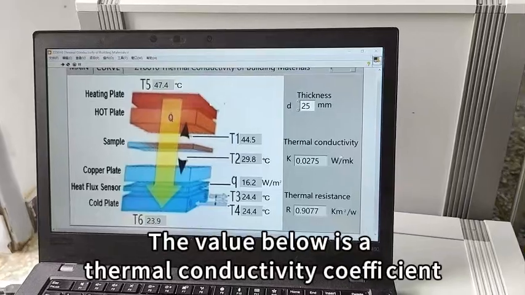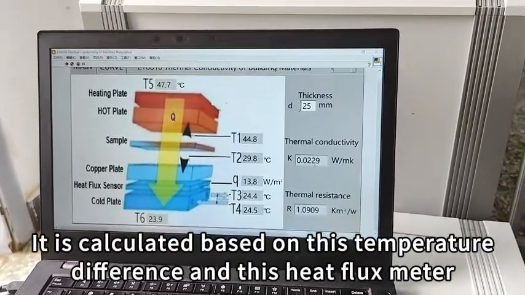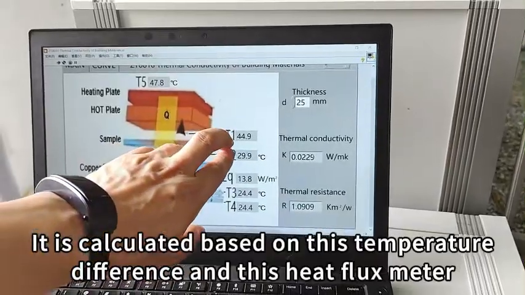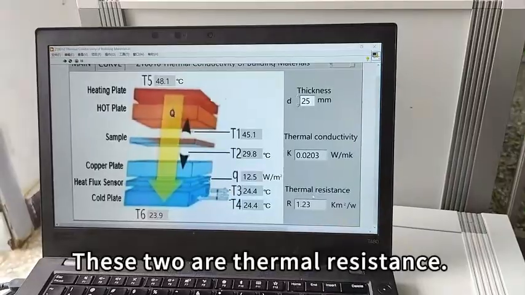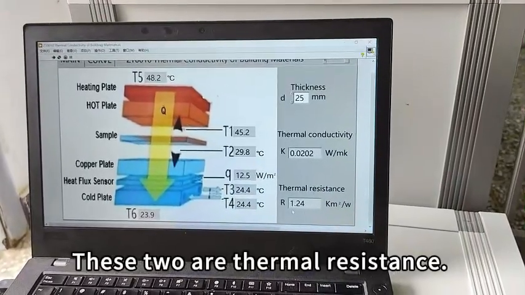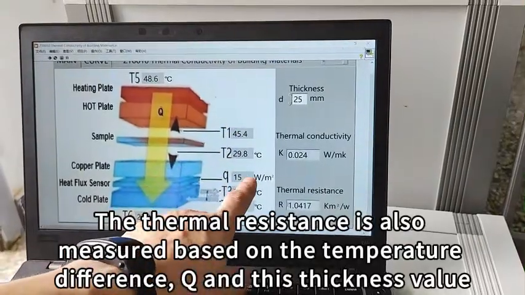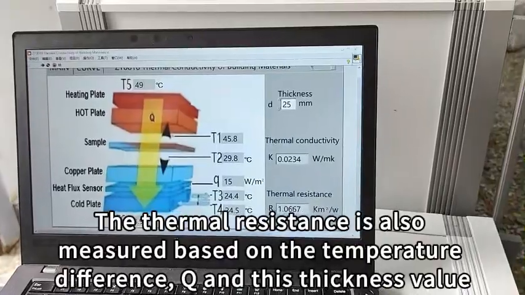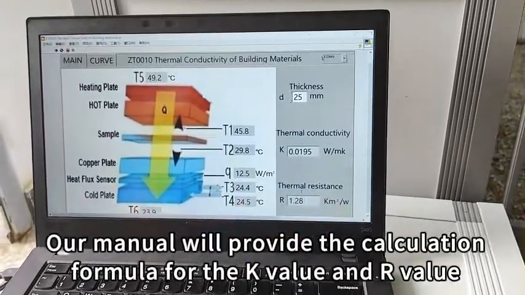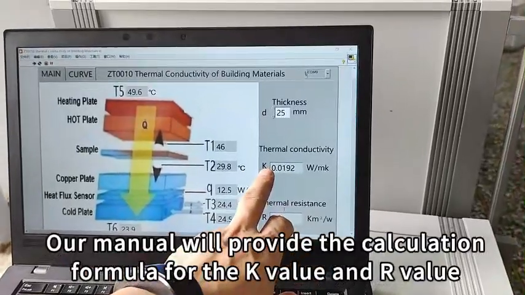The value below is a thermal conductivity coefficient. It is calculated based on this temperature difference and this heat flux meter. These two are thermal resistance. The thermal resistance is also measured based on the temperature difference, Q, and this thickness value. Our manual will provide the calculation formula for the K value and R value.